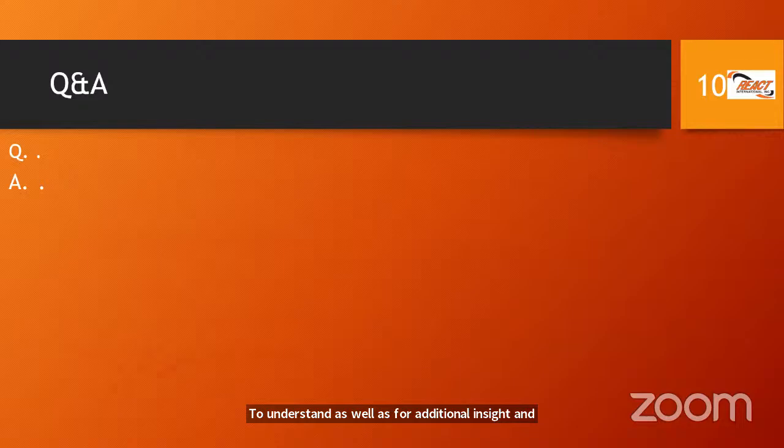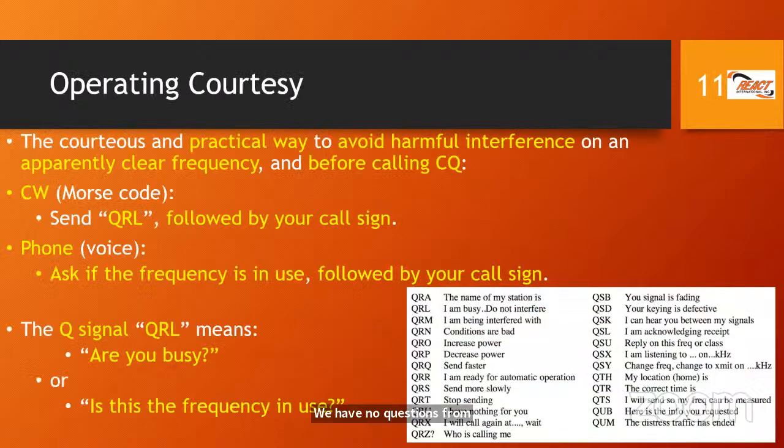We have no questions from the last session, so we get straight on into the theory for this evening, and we begin by talking about operating courtesy. Now, courtesy is contagious, right? It's very important as amateur radio operators, notwithstanding our personalities, our various attitudes, and everything else about us. We need to operate with courtesy as an amateur radio operator.